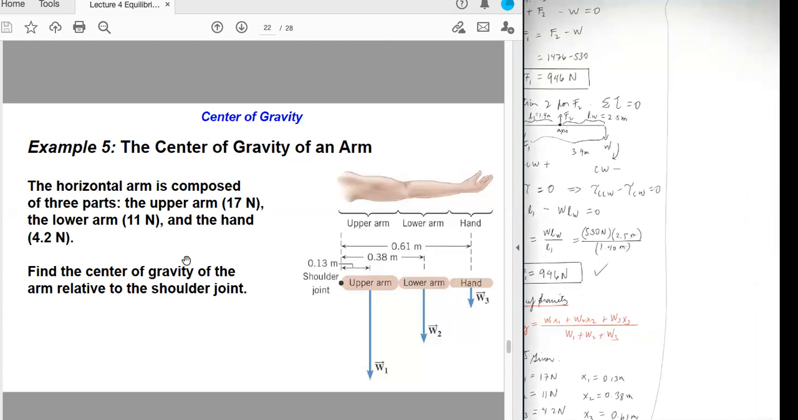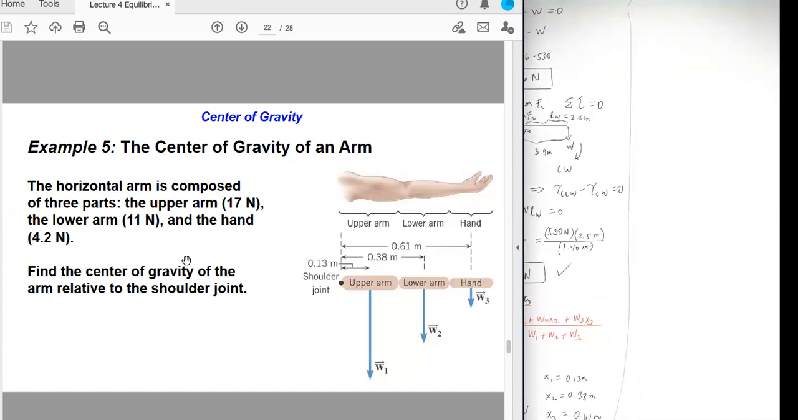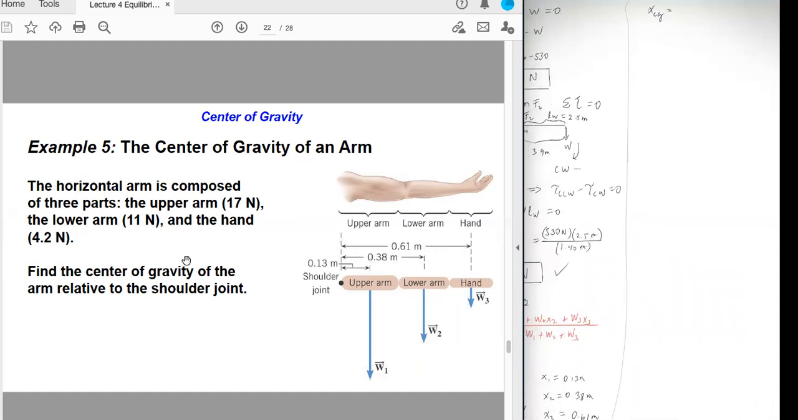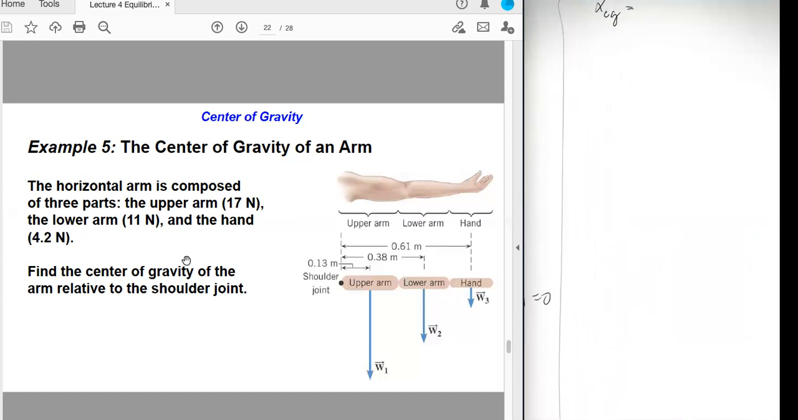Just use the formula. Okay. XCG, center of gravity, is equal to weight 1, X1, plus weight 2, X2, plus weight 3, X3, tatlo lang naman yan. So, ganun lang, all over weight 1, plus weight 2, plus weight 3.